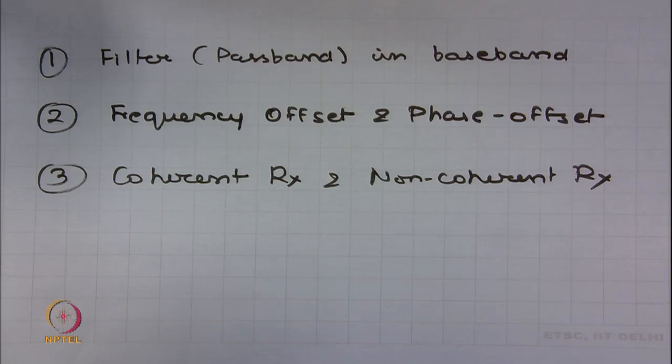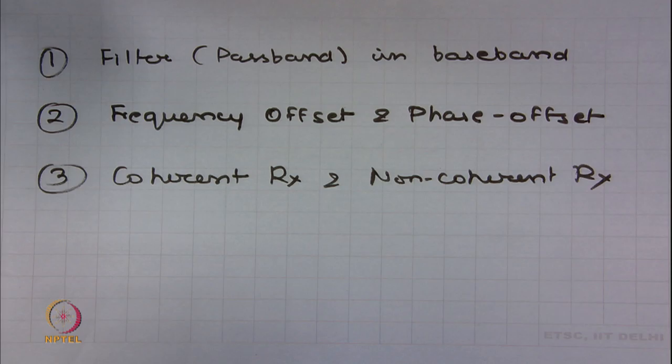The third thing that we would do is think about coherent receivers and non-coherent receivers. We have an entire unit on receivers, so that would happen after modulation. So, here we would just talk about some ideas, just getting started with receivers.